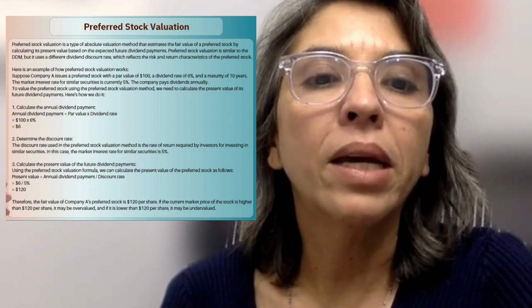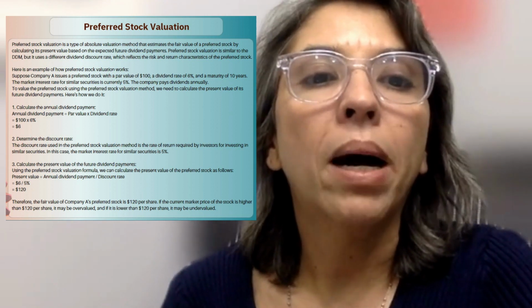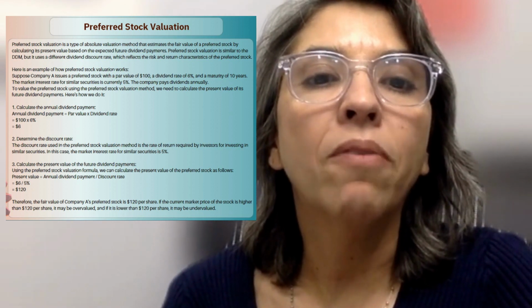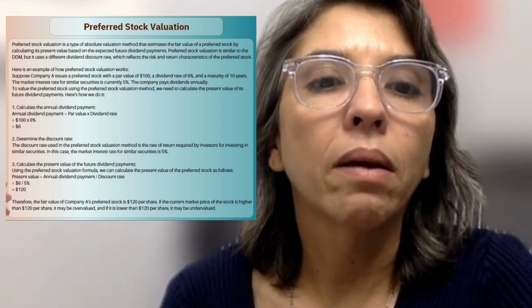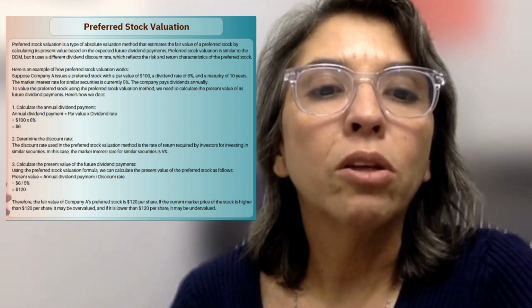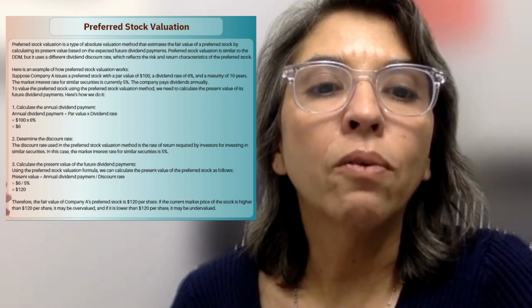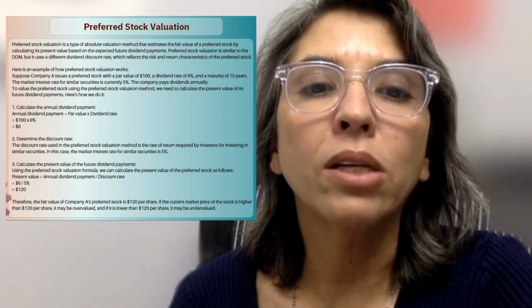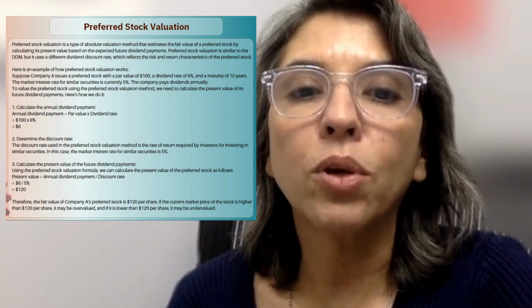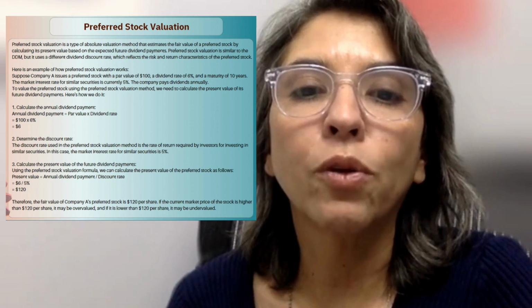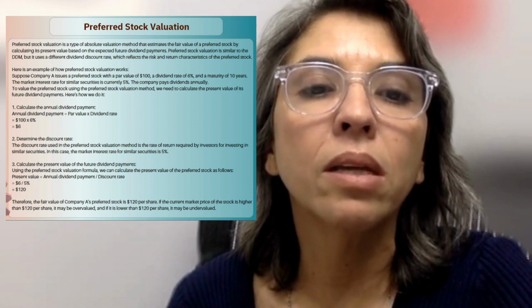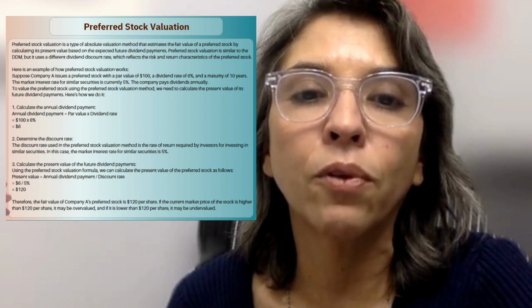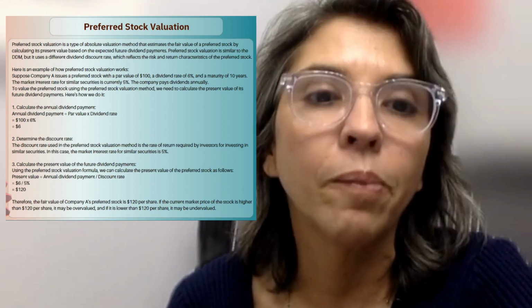Number 1, calculate the annual dividend payment by multiplying par value times dividend rate. Number 2, determine the discount rate. The discount rate used in the preferred stock valuation method is the rate of return required by investors for investing in similar securities. In this case, the market interest rate for similar securities is 5%.